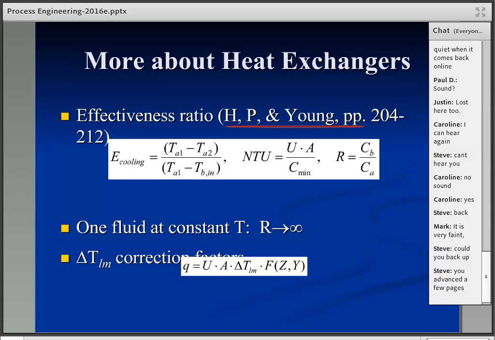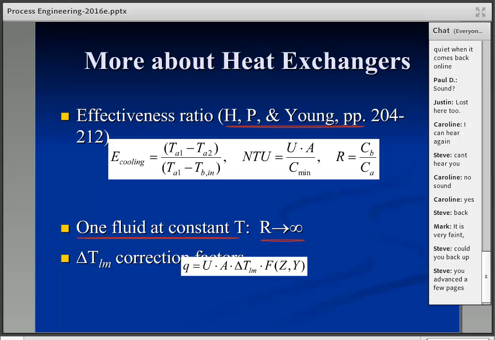You have to have the charts, but they're in Henderson, Perry, and Young. I've given the page numbers right there where those charts are. So if you want, you can review that, go to the next level on heat exchangers. And remember, when you do that, if you have one fluid at constant temperature, then you often need to use the effectiveness ratio method. And in that case, the R that's defined in that effectiveness ratio goes to infinity.